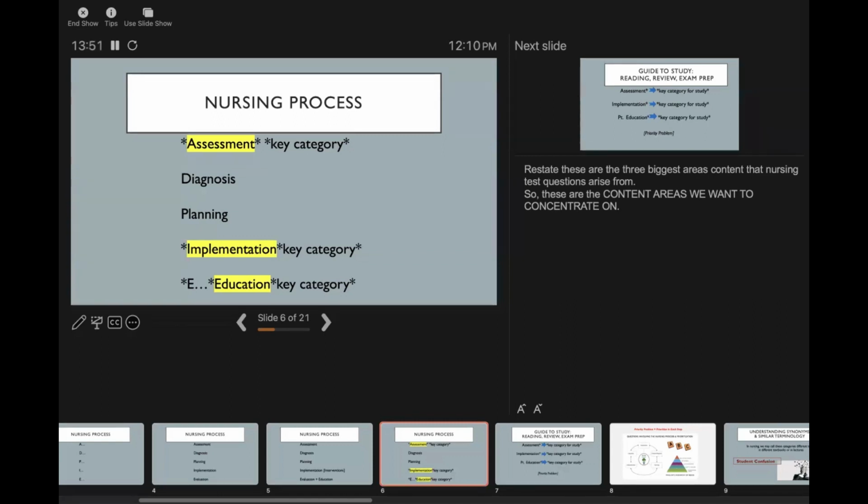If we study and concentrate on our assessments, what our interventions or implementation is, and what we're teaching our patient, that's about 75% of test questions right there. So if you have a good command of that kind of material, you can pass a test. Now, that's not all of it, but in trying to narrow down what's the heart of the matter, I find that students react really well to understanding how to get that information together to start knowing what to study.